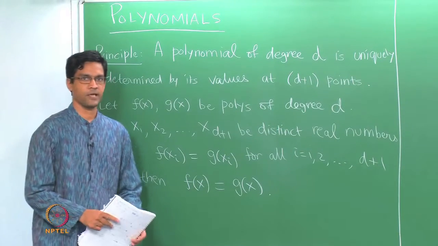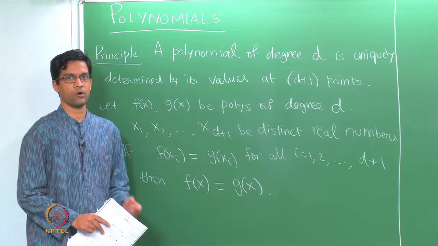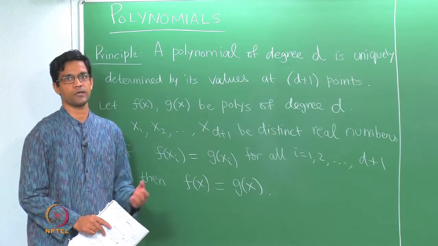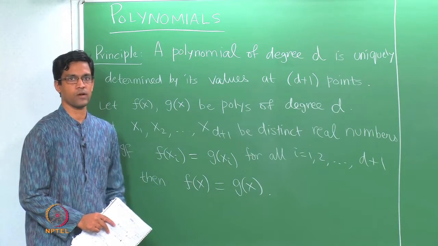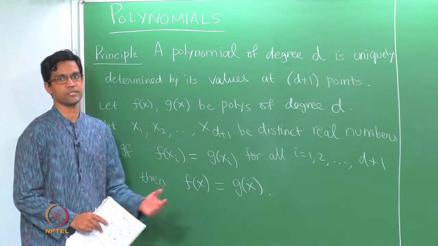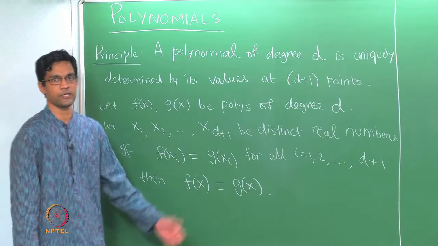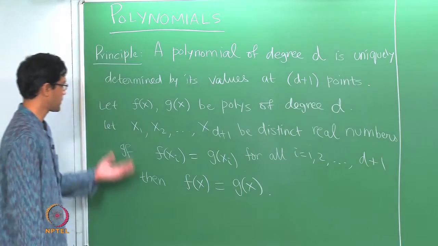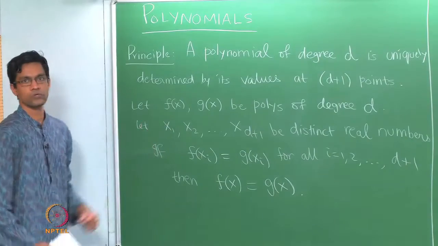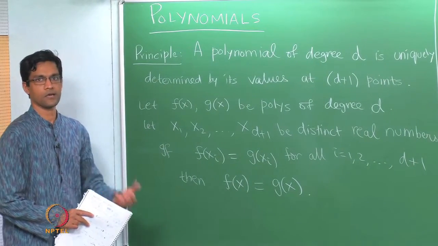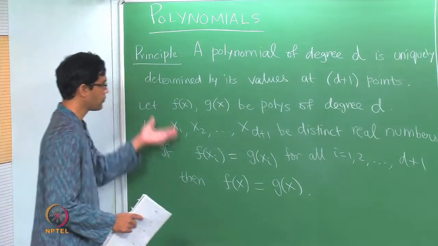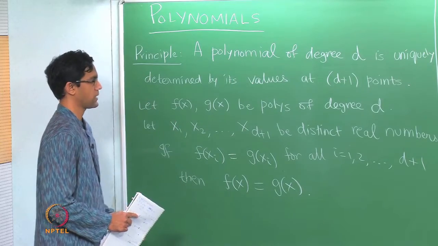So if f of xi equals g of xi for these d plus 1 distinct points x1, x2, till xd plus 1, then the polynomials f and g must actually be the same, they must be equal to each other. So, that is what this principle means when you write it out in a little more detail. So, let us see how would you actually prove a statement like this.